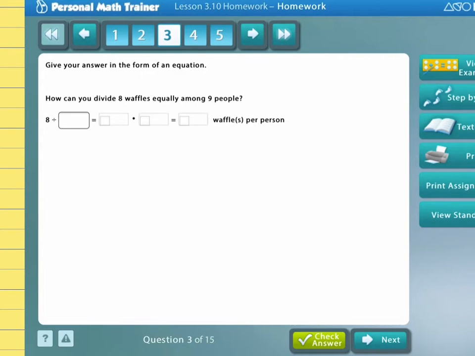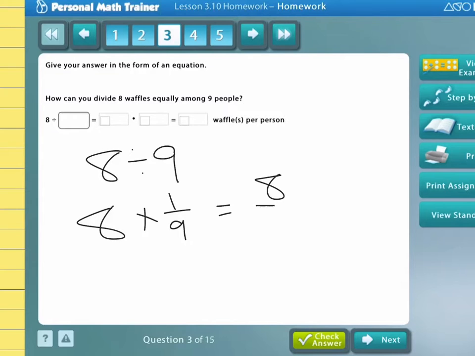How can you divide 8 waffles by 9 people? Well, 8 divided by 9 is the same as 8 times 1/9, because you're taking 1/9 of each of the 8, which is going to equal 8/9. So if you had 8 waffles and 9 people, you wouldn't get a whole waffle each, you'd get 8/9 of a waffle per person.